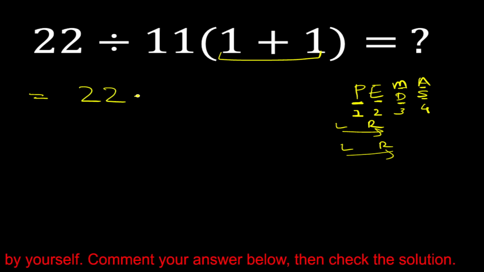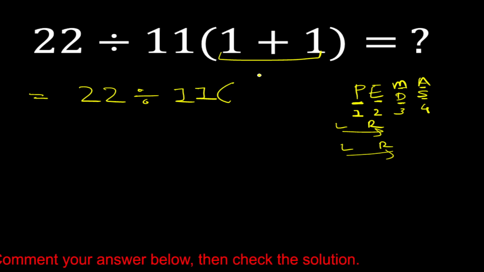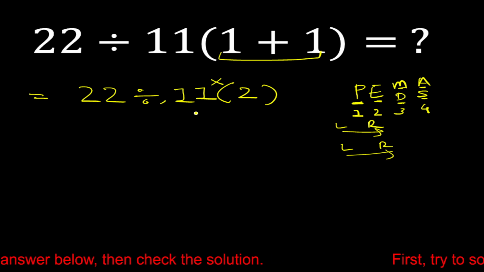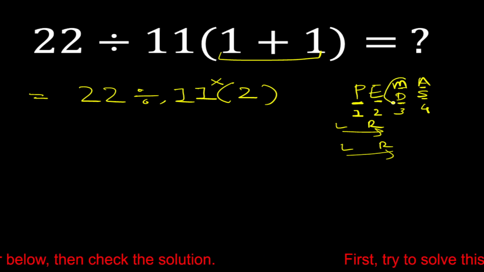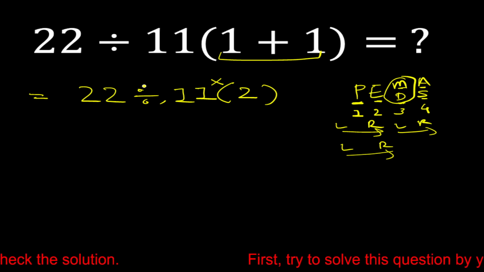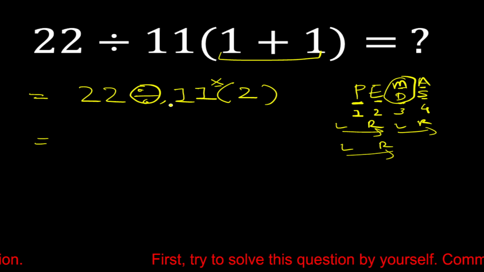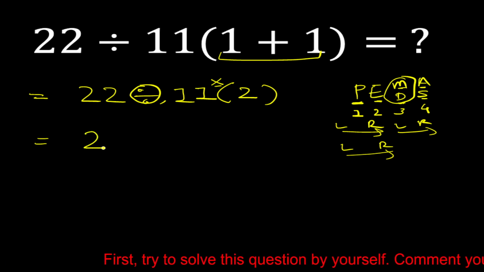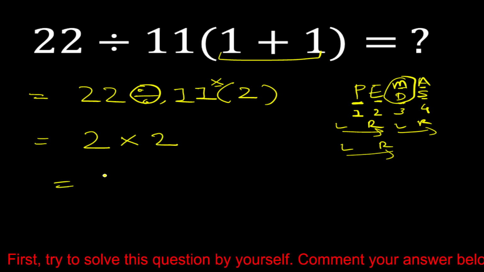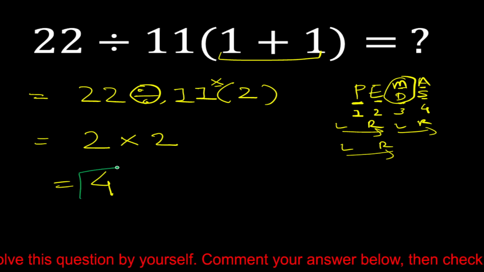So 22 divide 11. Now solve this parenthesis. 1 plus 1 is equal to 2. Now here is multiplication and here is division. Multiplication and division both have equal priority, so we have to solve it from left to right. So first we have to solve this division, then we have to solve this multiplication. So 22 divide 11 is equal to 2. Multiply 2. Now 2 multiply 2 is equal to 4. So the correct answer is 4.